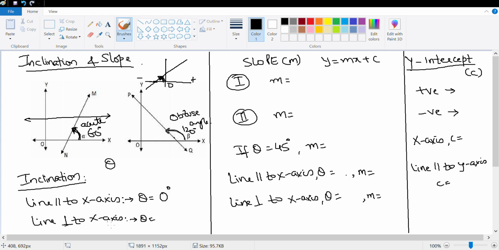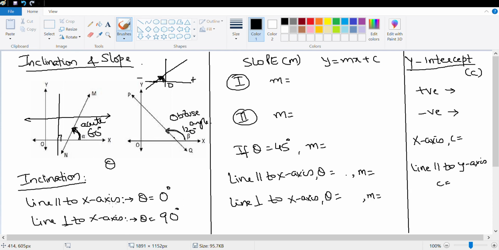A line which is perpendicular to x-axis. So let me look at this line which is perpendicular to x-axis. What angle is it making with the x-axis? Yes, it is 90 degrees. So the line which is perpendicular to x-axis makes an inclination of 90 degrees.